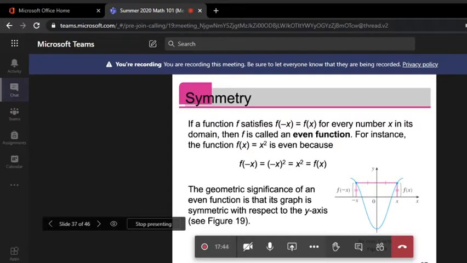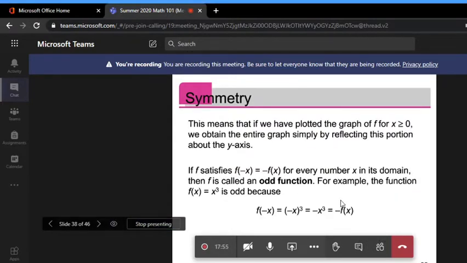Alright, so this is our even function. Y is equal to x squared is even, and this is symmetric with respect to the y-axis. Whenever it is symmetric with respect to the y-axis, we call it an even function.